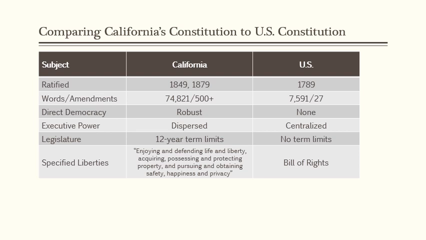Finally, like most states, California's Constitution specifies liberties enjoyed by the people that extend above and beyond the liberties guaranteed by the U.S. Constitution through the Bill of Rights. In particular, California's Constitution guarantees the liberty of enjoying and defending life and liberty, acquiring, possessing, and protecting property, and pursuing and obtaining safety, happiness, and privacy.